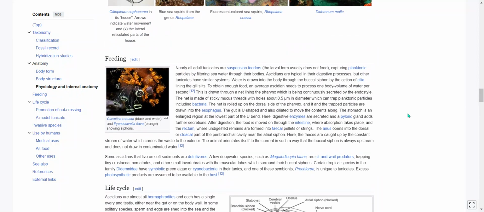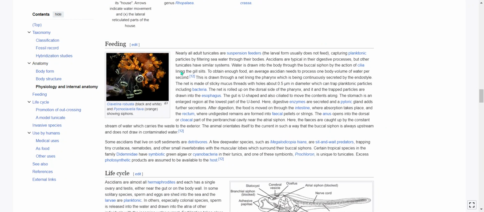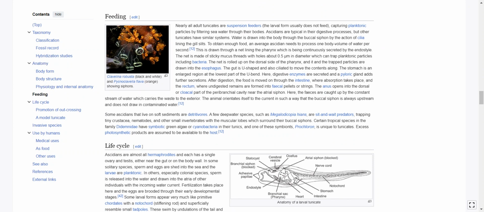Nearly all adult tunicates are suspension feeders. The larval form usually does not feed, capturing planktonic particles by filtering seawater through their bodies. Ascidians are typical in their digestive processes, but other tunicates have similar systems. Water is drawn into the body through the buccal siphon by the action of cilia lining the gill slits. To obtain enough food, an average ascidian needs to process one body volume of water per second.